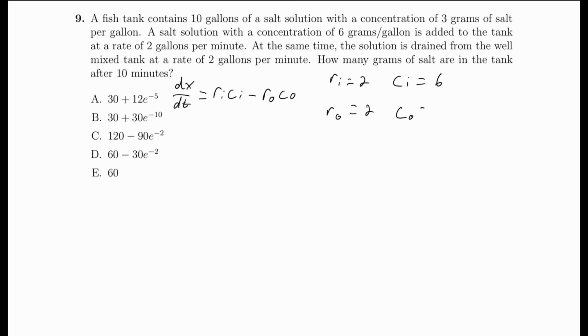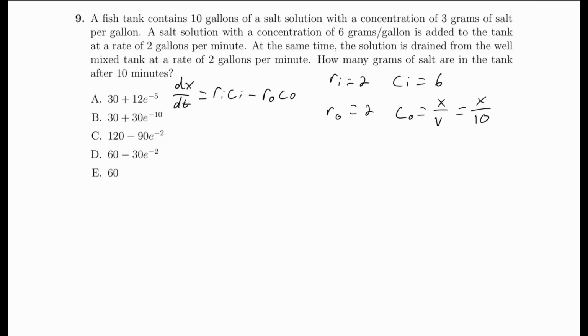And our concentration out, remember that this is all getting well mixed in the tank, so our concentration out is going to be the amount of solute over the volume in the tank at that time. The amount of solute is just x. And the amount in the tank, we're starting with 10 gallons and then adding 2 gallons per minute, but also removing 2 gallons per minute. So we're just staying constant at 10 gallons in the tank at all times.